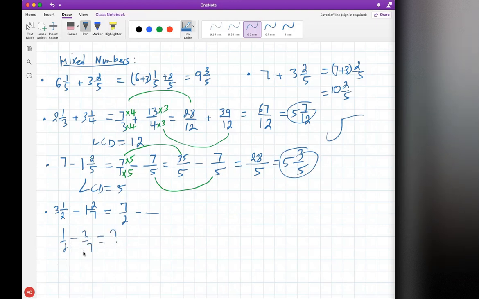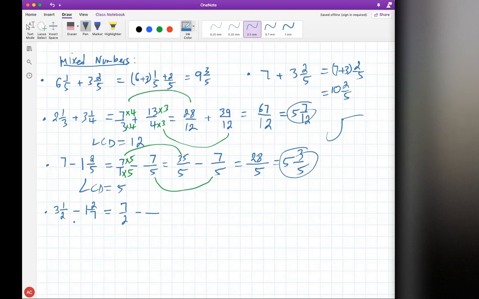So you need to find the LCD. You don't know which one is larger, so just convert them into improper fractions, okay? Even if you subtract the whole numbers, you still have to subtract the fractions. You still have to find the LCD. That's why we need to convert everything first. That's why I turn everything into fractions, because it's easier. Yeah, that's the standard way.